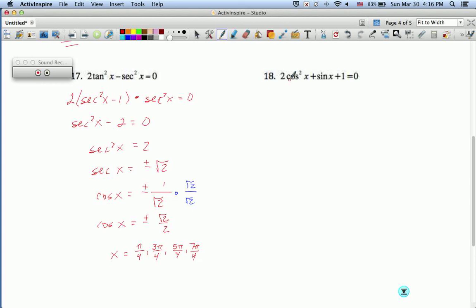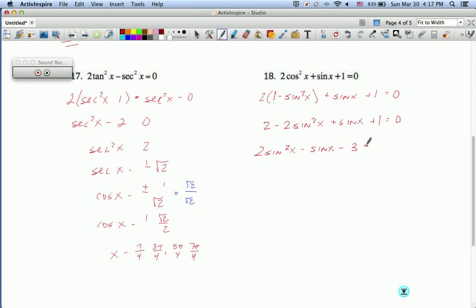And here we are in the last one. I want to change cosine squared into 1 minus sine squared, just to give all like trig functions. Distribute. And then I'm going to multiply by negative 1, or if you want to think about moving everything to this side, I'd like my lead term to be positive. So that's a positive 2 sine squared minus a sine, and my 2 and 1 will make a 3. Subtract to the other side, multiply by negative 1, whatever you're doing.